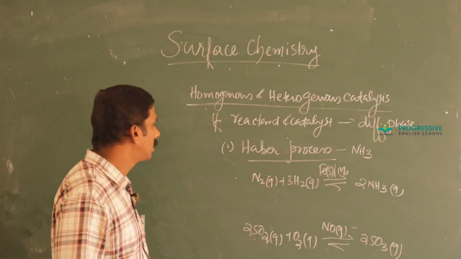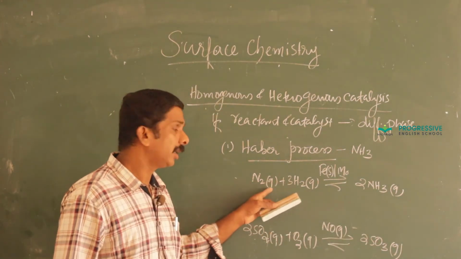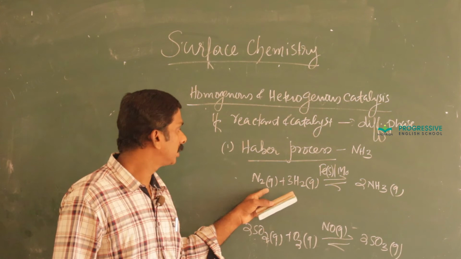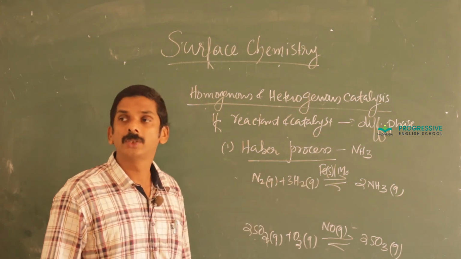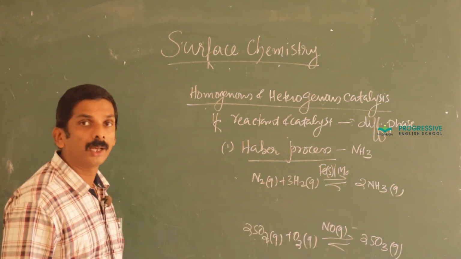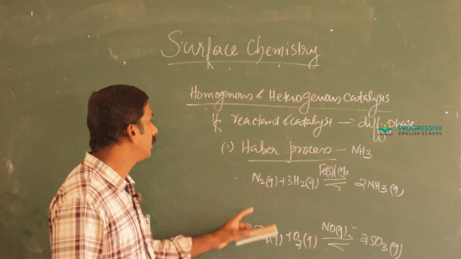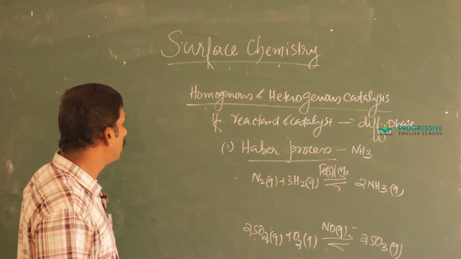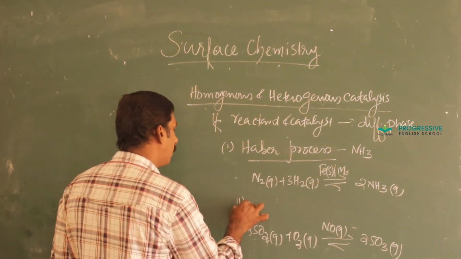Spongy iron in solid state. Here, reactants are in gaseous state, iron is in solid state. Reactant and catalyst are in different phase. That is heterogeneous catalysis.